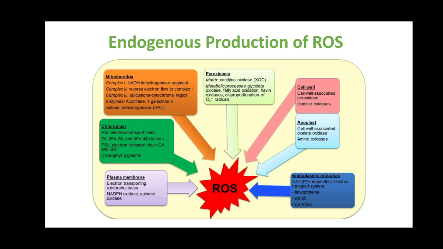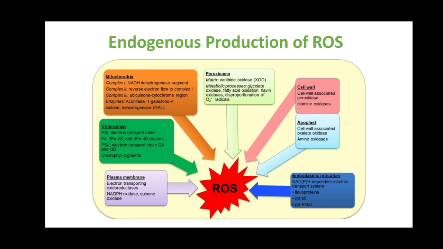In the endoplasmic reticulum, through the NADPH dependent electron transport system, there will be a production of free radicals. Also amine oxidases, and in the cell wall, it's associated with peroxidases. In the peroxisome, the matrix includes xanthine oxidase. The metabolic processes such as glycolate oxidase, fatty acid oxidation, and flavin oxidases lead to the production of radicals.